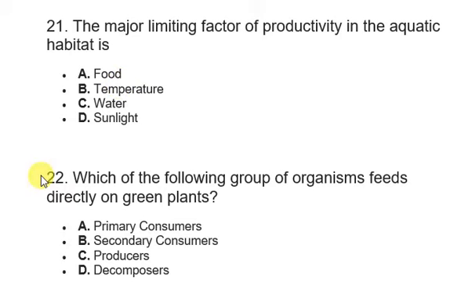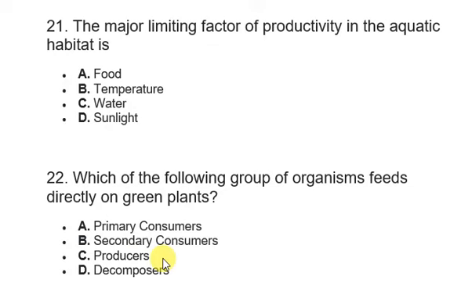Question 22. Which of the following group of organisms feeds directly on green plants? We have what they call food chain, and we have the food web. I'm very sure you've done something similar before. And the lowest on the food chain, let's use the food chain, are the producers. And the producers are also known as green plants.